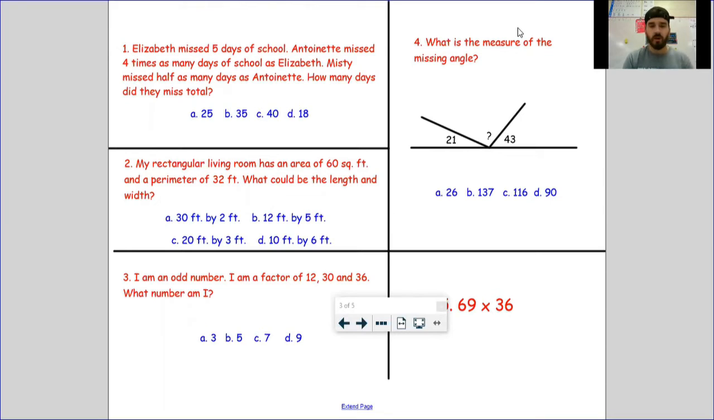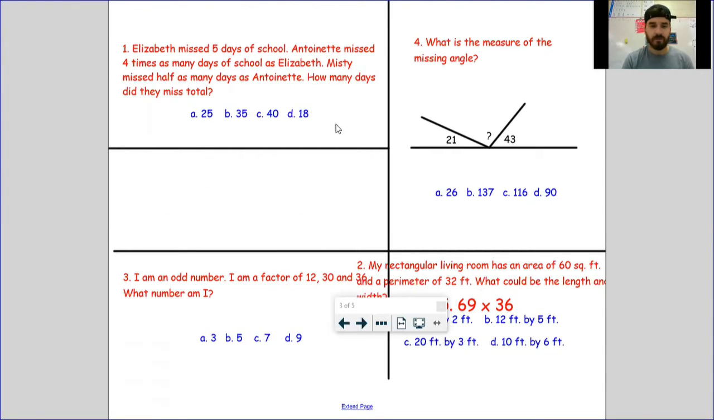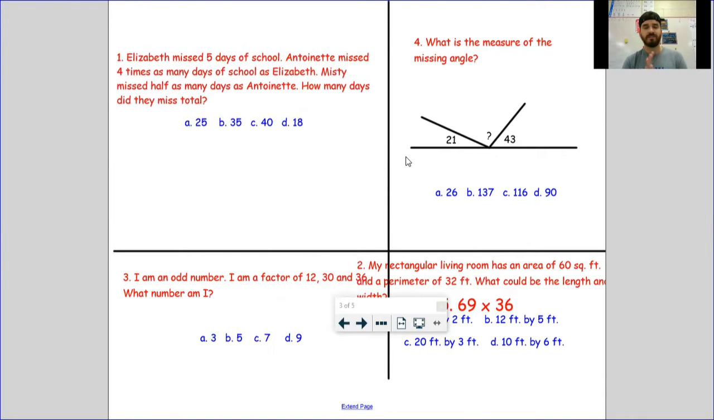All right, so I'll start with number 1. Again, I've got my visuals that I've been using for these questions. But for number 1, it says Elizabeth missed 5 days of school. Antoinette missed 4 times as many days of school as Elizabeth. Misty missed half as many days as Antoinette. How many days did they miss total? So threw a new keyword in there this time. But again, there's a lot to break down in that question. So reading a little and doing a little is a really good strategy.